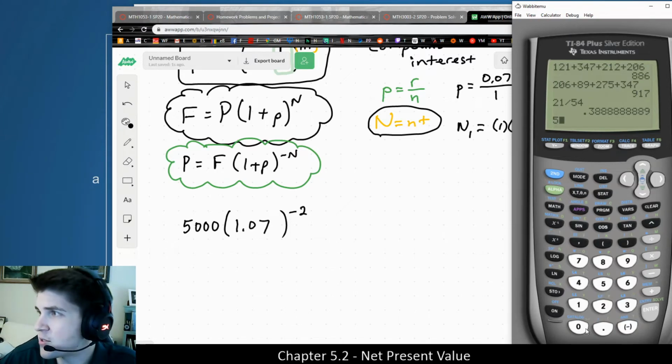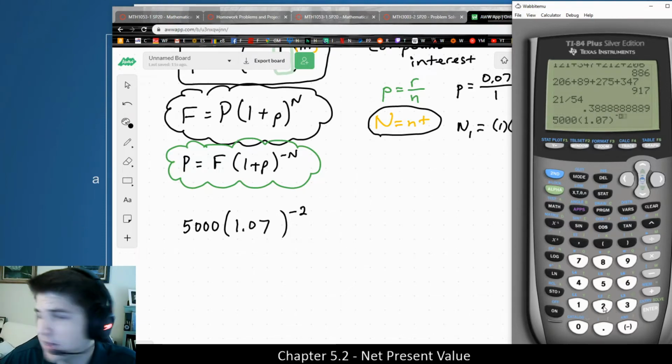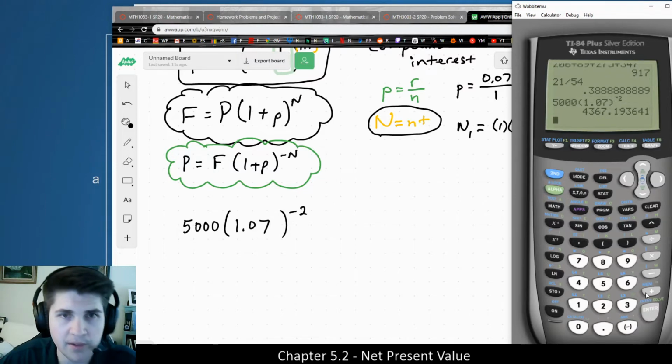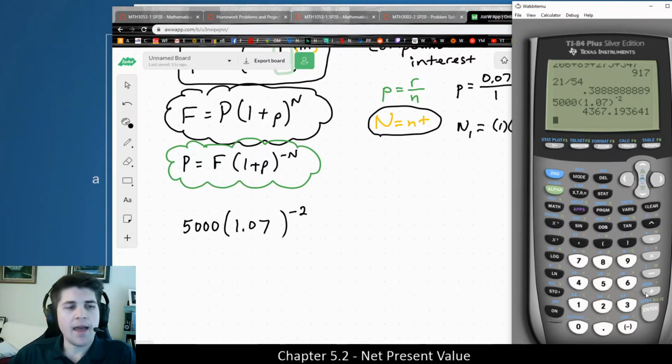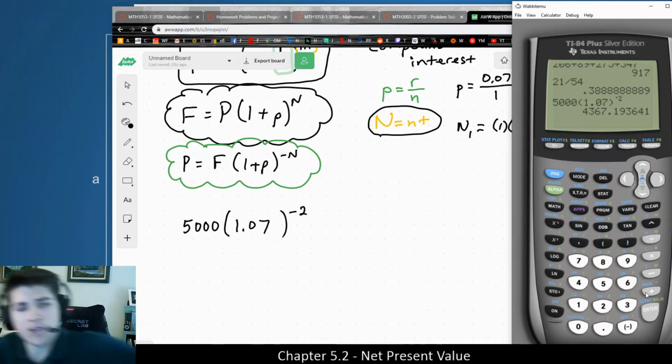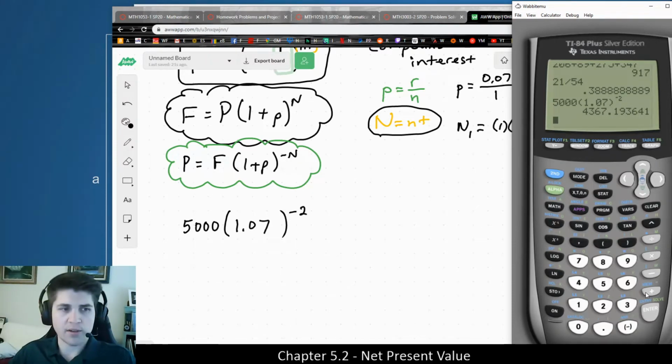So if I do 5,000 times 1.07 to the minus 2, present value should always be less because money always grows over time, assuming it's compounded interest. And the present value of that $5,000 cash flow will be 4,367 and some change.